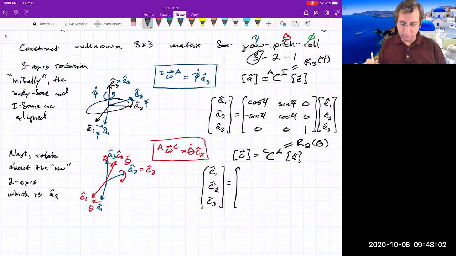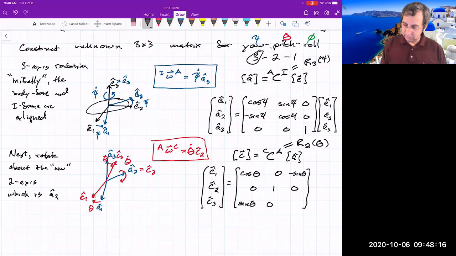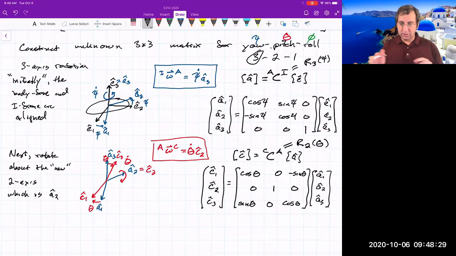What's a pure rotation about number 2? It's not as obvious to me. So there's a cosine up here, 0, the negative sign over there. And then there's a 1 in the middle. And then this is sine and cosine. And this is A1, A2, A3. All right, so now we've got this second step up here, this number 2 axis.